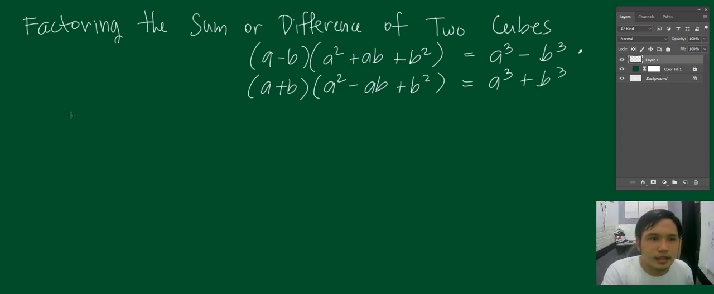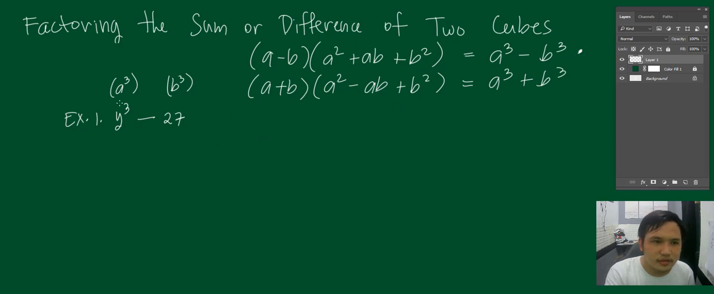For our first example, we have y cube minus 27. So dito we're going to name our first term as a cube. Yung 27 naman, lalabelan natin ng b cube, so that we could recognize kung saang pattern ang susundan natin. So we have a cube minus b cube.